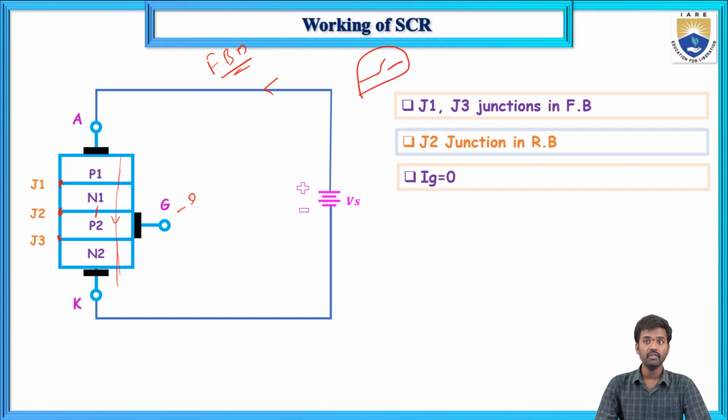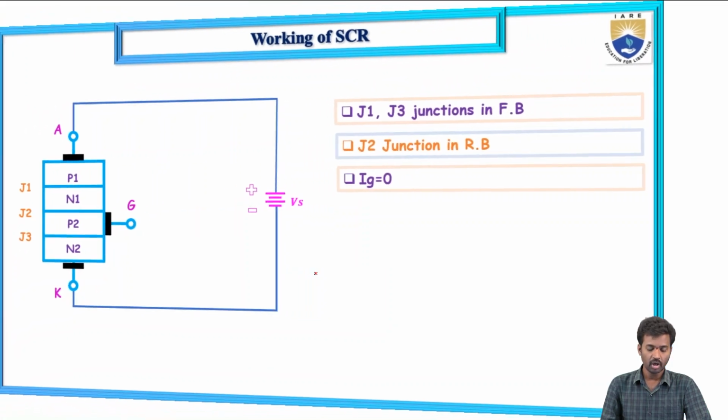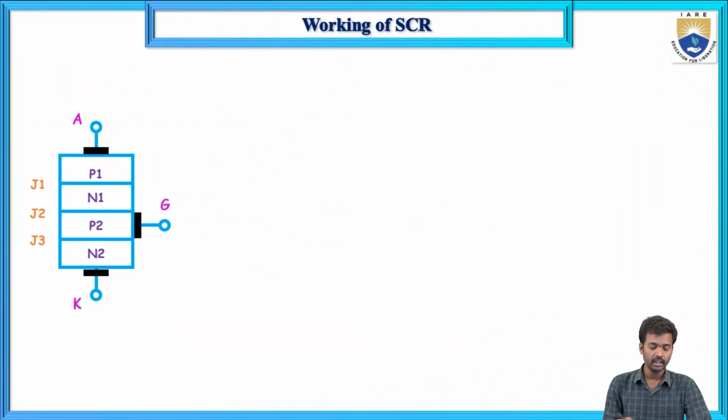So now, when the current flows from the anode to the cathode, a huge amount of current flows when you give the gate pulse to this SCR. So when it is in forward bias, that we will see. Now, here is the next mode, the forward conducting mode.